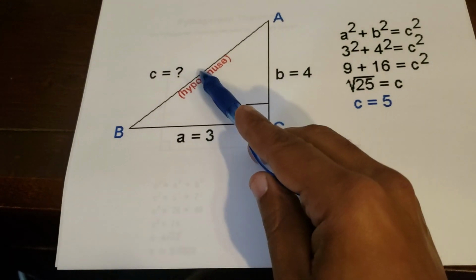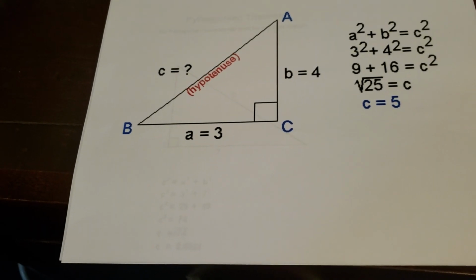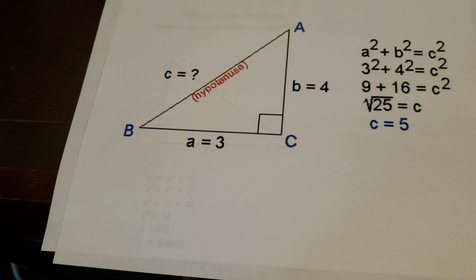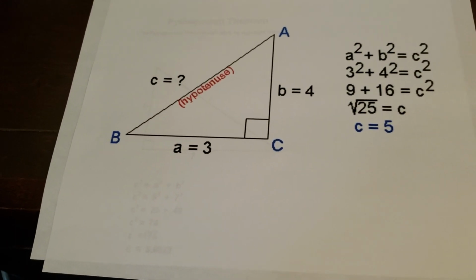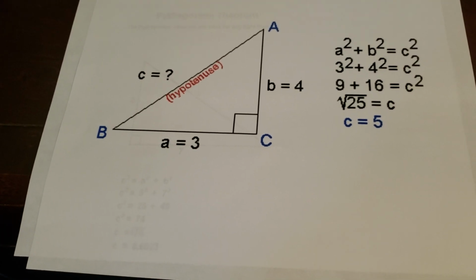So the missing side in this case is 5. And as you can see, the hypotenuse is the longest side of your right triangle. So that's how you would do those problems involving the Pythagorean theorem, finding the hypotenuse.